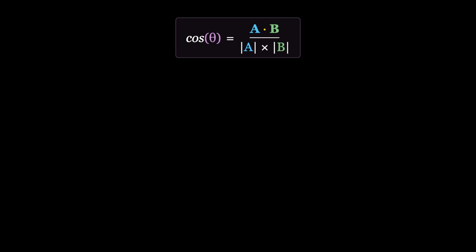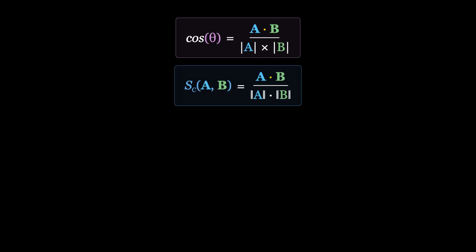We define the cosine similarity between two non-zero vectors a and b, denoted SC of a and b, as the dot product of the vectors divided by the product of their magnitudes. By construction, this quantity is exactly the cosine of the angle between the two vectors, so it provides a direct numerical measure of how closely their directions align.